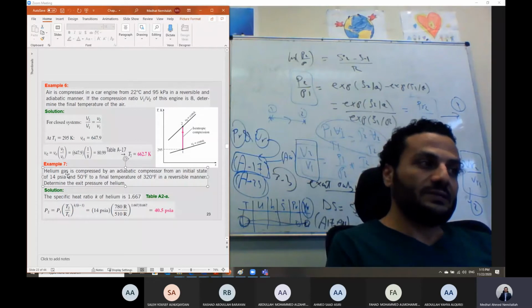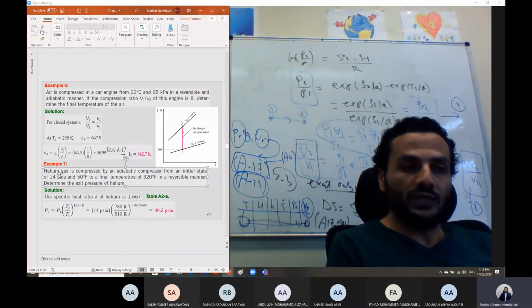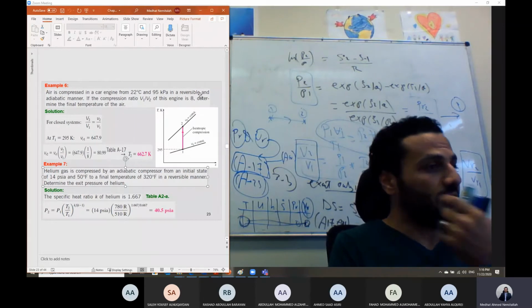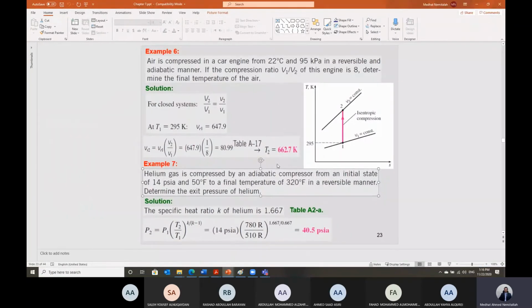Here we have helium, so the working fluid is a gas, which is helium. Helium gas is compressed in an adiabatic compressor from the initial state of 14 psi, which is pound per square inch. This pressure is a unit used in the English system of units.